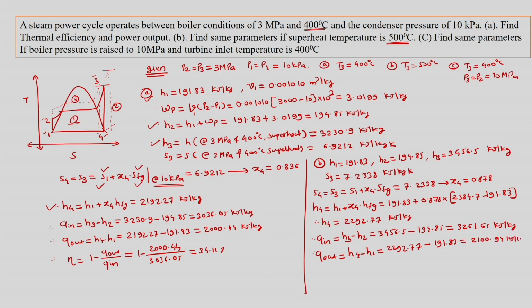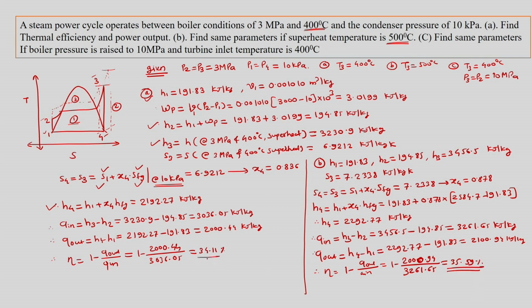So efficiency is equal to 1 minus Q out upon Q in, and we know 1 minus 2100.94 divided by Q in, 3261.65, and this gives us efficiency as 35.59%.